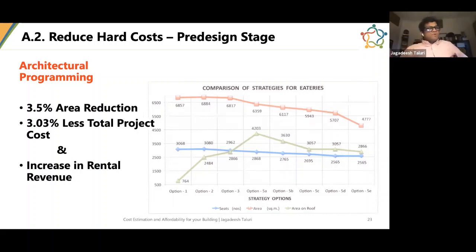So architectural programming is also one powerful way in which you can actually understand the requirements of your project partner, see where you can multitask, and see where you can right size the circulation areas. You would be able to get a lot more leverage through these.